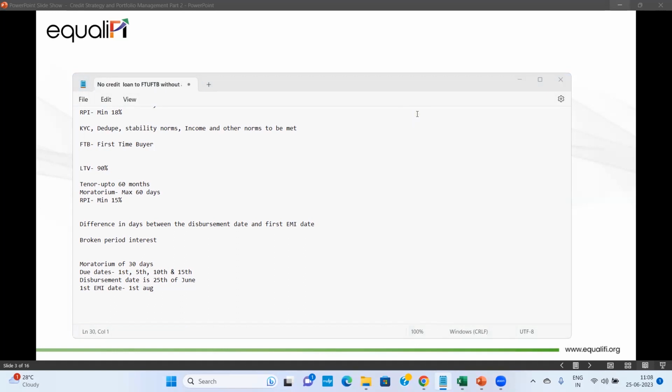Tanumay, what are you writing? 1st July to 25th June. Correct. So 1st of August, so if it is an EMI, that is equated monthly installment, then from where should my interest start getting calculated? Sorry, from 1st of July till the last day of July. My interest will get calculated.